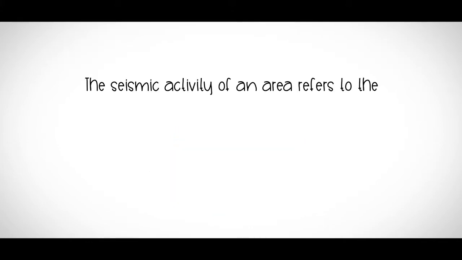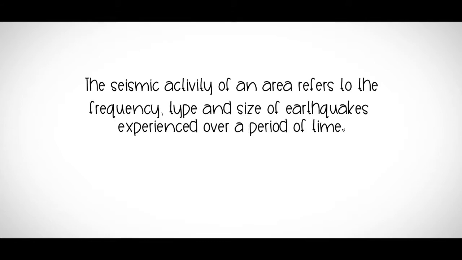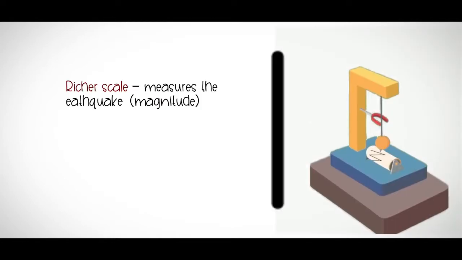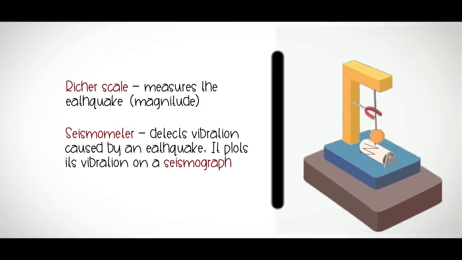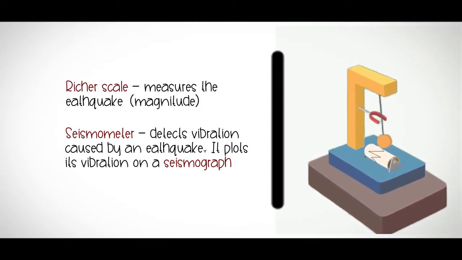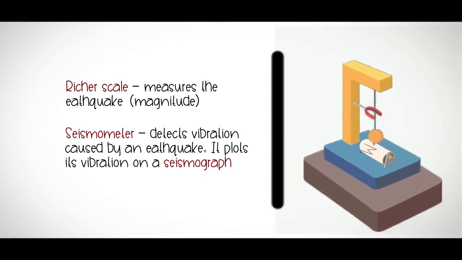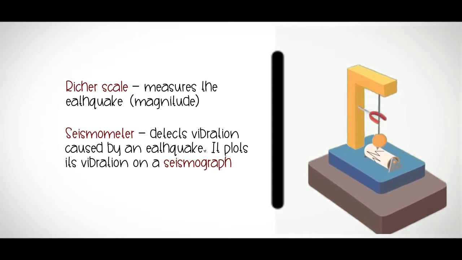The seismic activity of an area refers to the frequency, type, and size of earthquakes experienced over a period of time. An earthquake is measured on a Richter scale. A seismometer detects the vibration caused by an earthquake. It plots the vibration on a seismograph. The strength or magnitude of an earthquake is measured using the Richter scale. Quakes measuring around 7 or 8 on the Richter scale can be devastating.